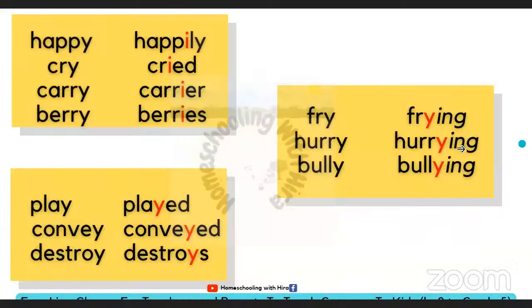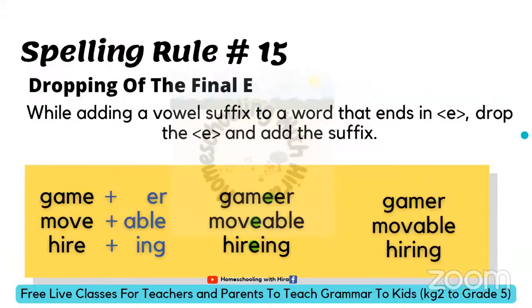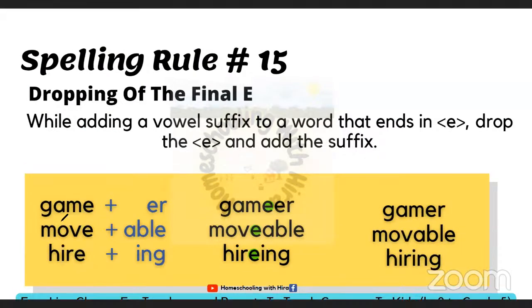These are some examples. Now we are moving forward to the dropping of the final E rule. What happens in the dropping of the final E rule? If you have a word that ends in E and you are adding a suffix to it, you need to drop this E before adding the suffix. If the word is game, it will be gamer without E. Move will be movable without E. Hire will be hiring without E. Sometimes people do write movable with E, but this is the more accurate spelling. See, easy peasy lemon squeezy.